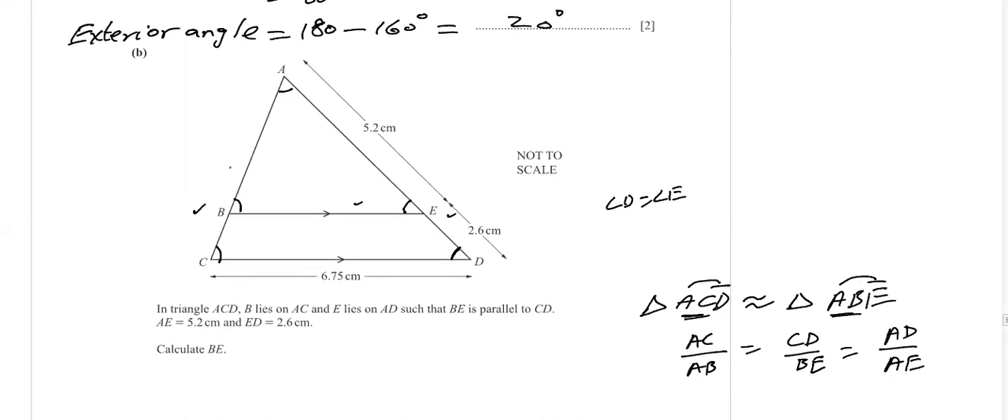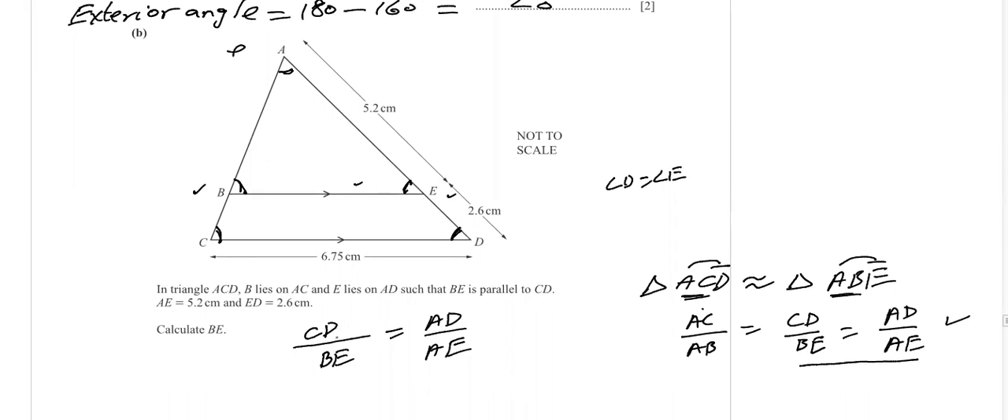For example, do we have AC? The entire side we don't have, so that's why we need not take AC over AB. Consider just these two. We have CD over BE equal to AD over AE. Why are we using these ratios? Because the triangles are similar. The smaller triangle is similar to the larger triangle. Why? Because this angle is equal to this one, and this is the common angle in both of them. So the triangles are similar.